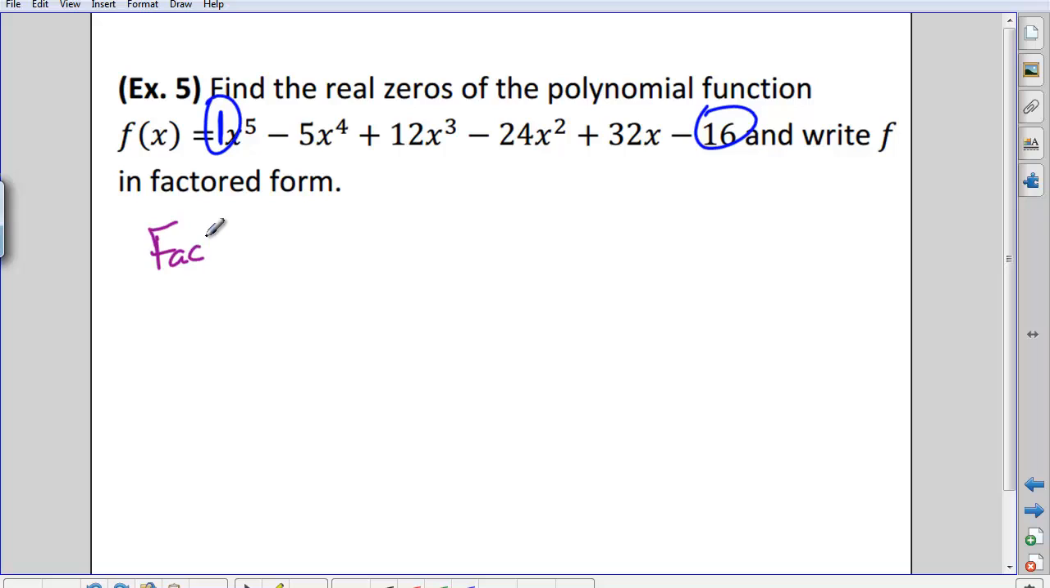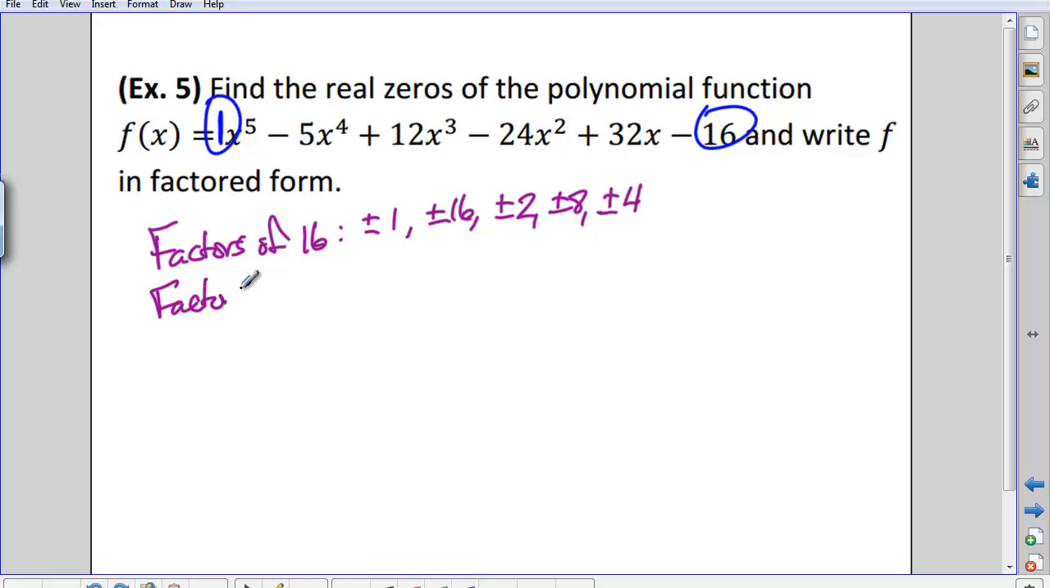So what are the factors of 16? 1 times 16, 2 times 8, and 4 times 4, right? So we get those factors. The factors of 1, well, that's kind of trivial, plus or minus 1.